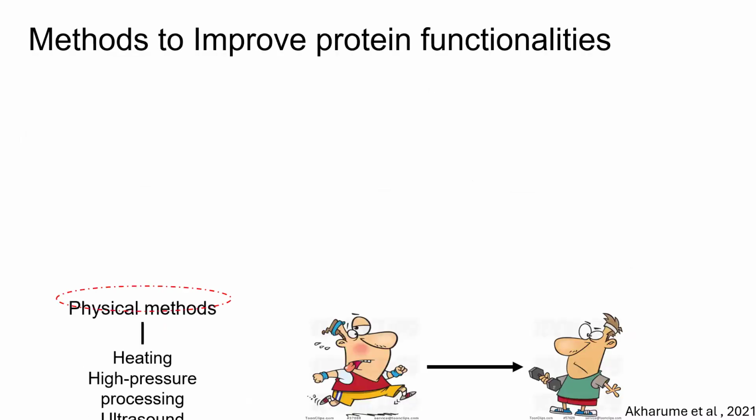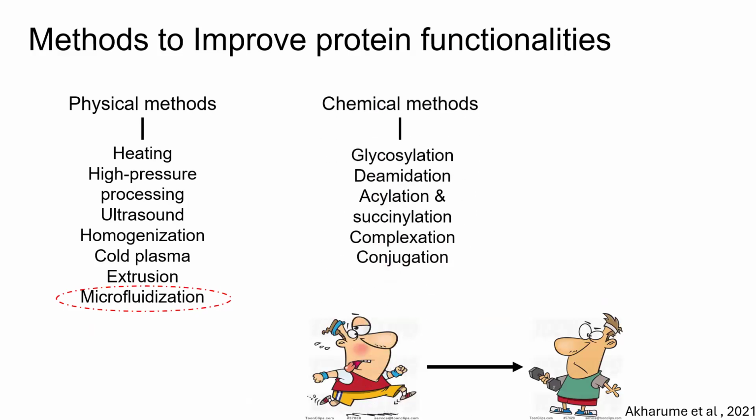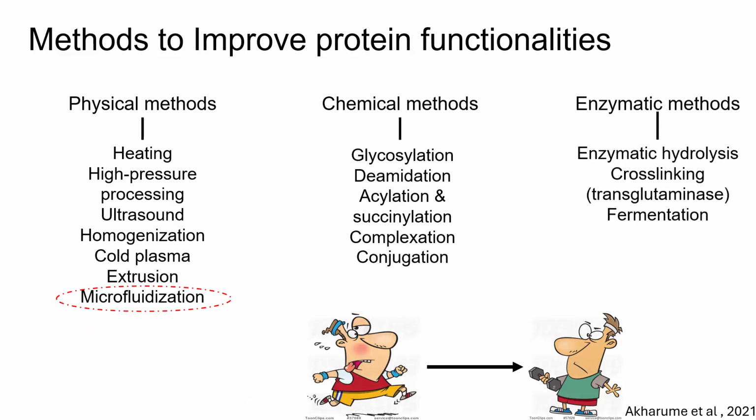So to do that, there are multiple methods which are used for improving protein functionalities. For example, physical methods can be heating, high pressure processing, ultrasound treatment, homogenization, extrusion, etc. For chemical methods, there is glycosylation, deamidation, succinylation, complexation with other components, conjugation. And then there are enzymatic methods, for example, hydrolysis or cross-linking.